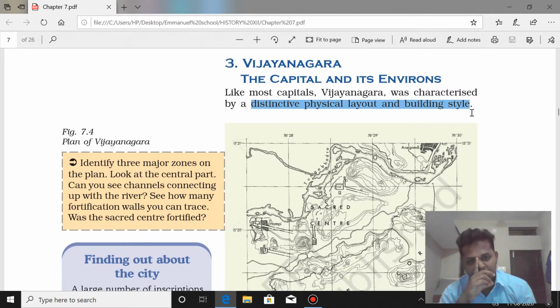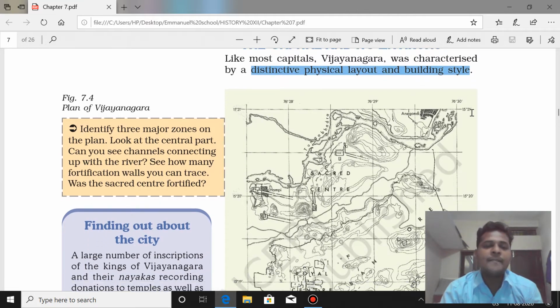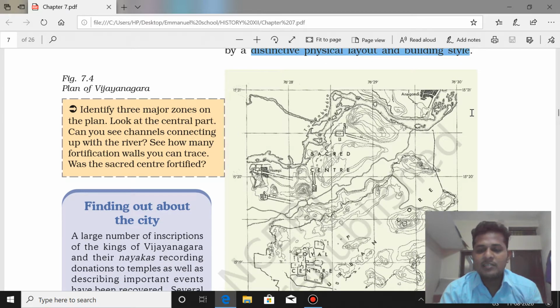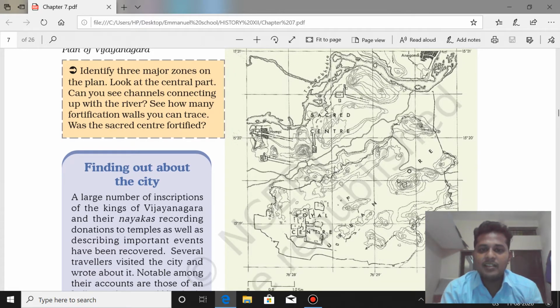ये keyword है. So we are going to see the physical layout and building style of Vijayanagara Empire, that is called environs. Before this, the map sketch of Vijayanagara Empire. See, Hampi is here, and this is the royal center, and this is the sacred center, and this is the urban core.